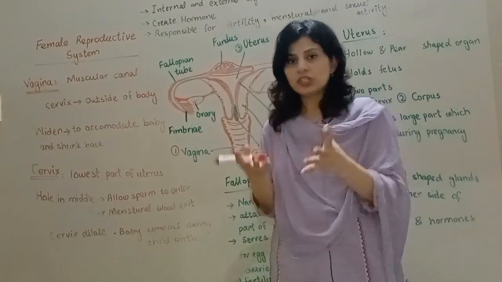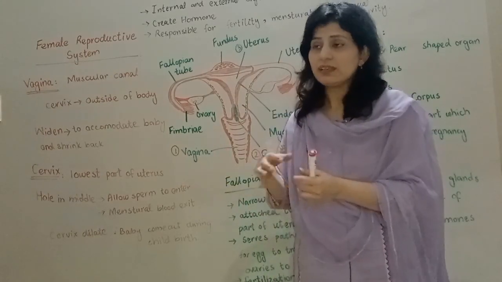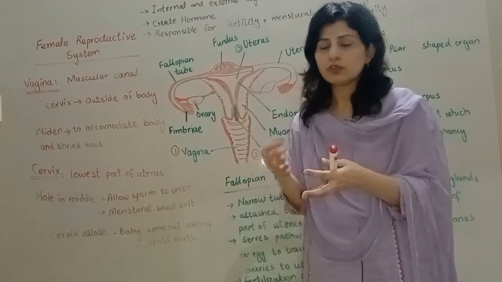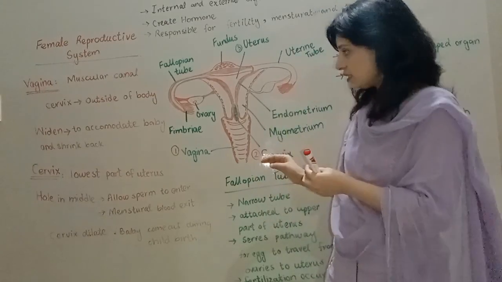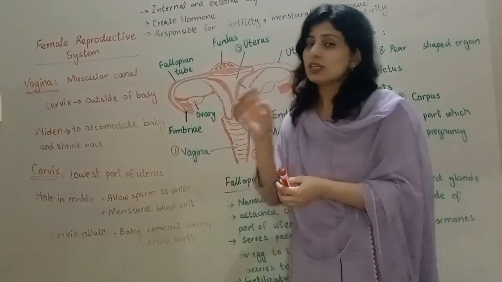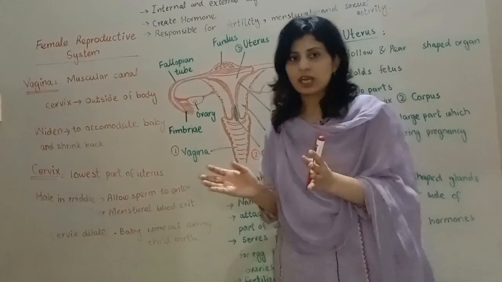During childbirth, the vagina widens. It increases in size to accommodate the baby, and after the delivery it shrinks back to its original size. That's all about the vagina.